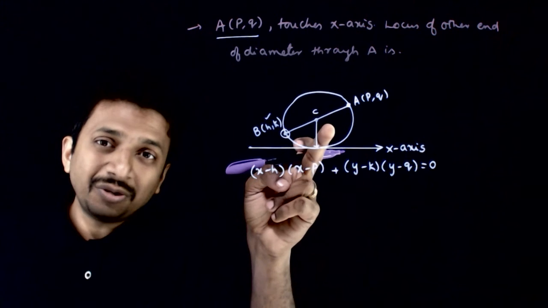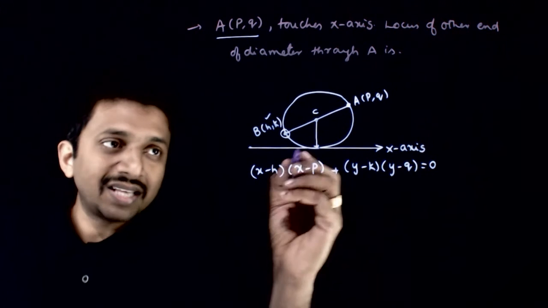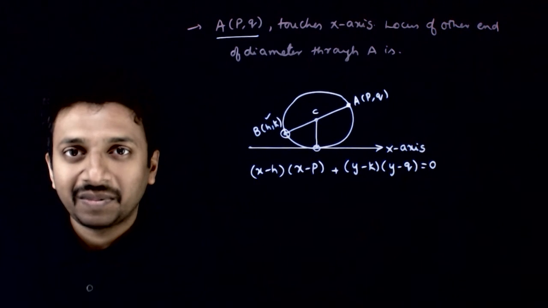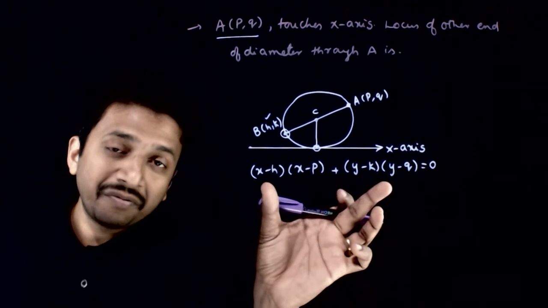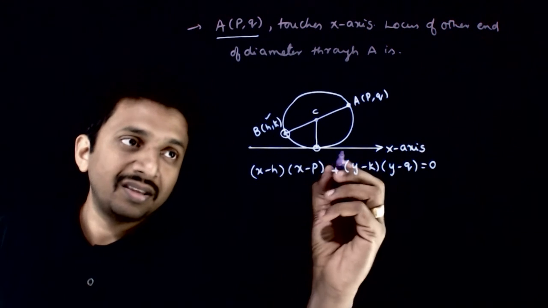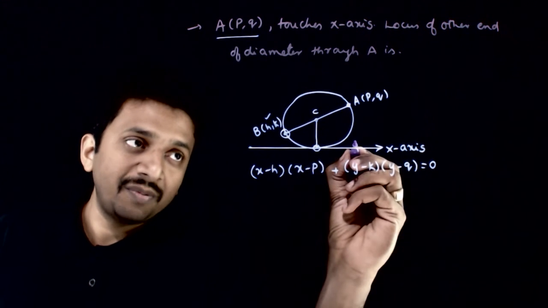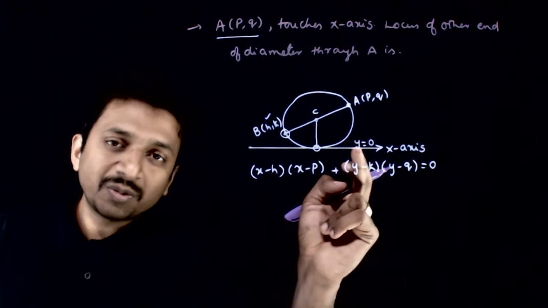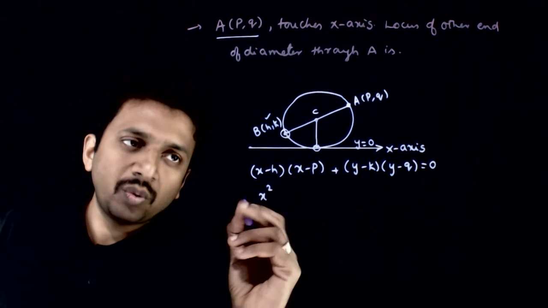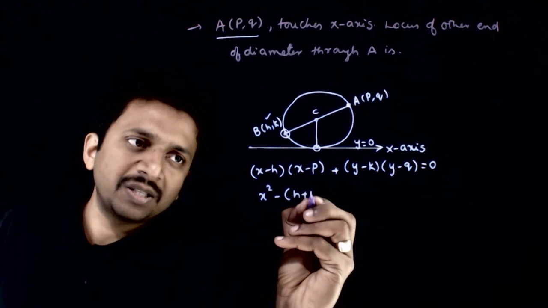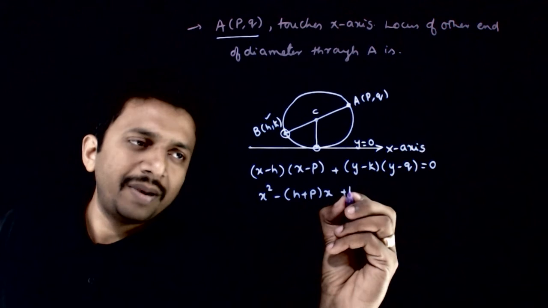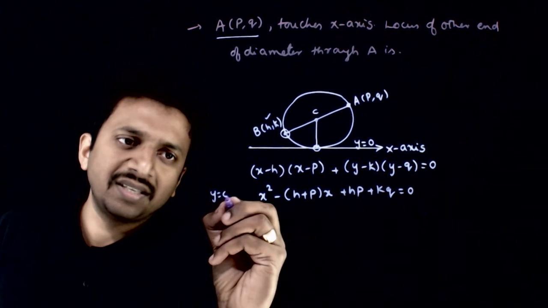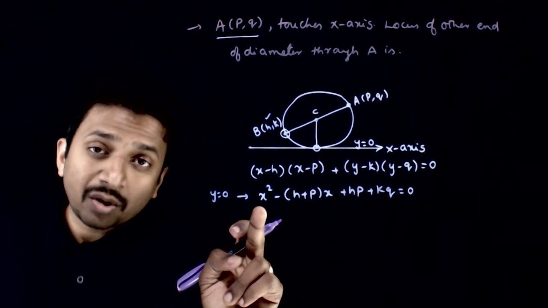Now this circle has to touch the x-axis. That means there should be only one point of intersection with the x-axis. So let us find the points of intersection of this circle with the x-axis. With the x-axis, the points of intersection can be found by putting y equal to 0, because the equation of the x-axis is y equal to 0. So putting y equal to 0, you get x squared minus (h plus p) times x plus hp plus kq is equal to 0. This is a quadratic in x.